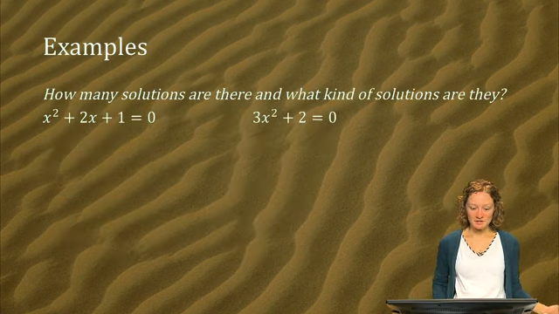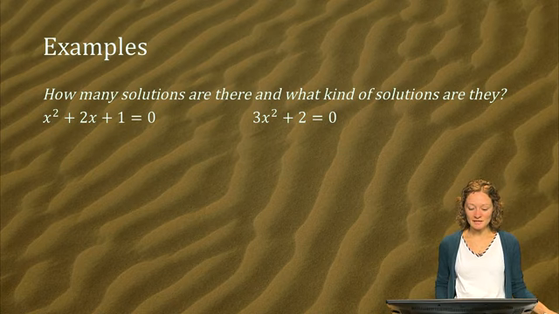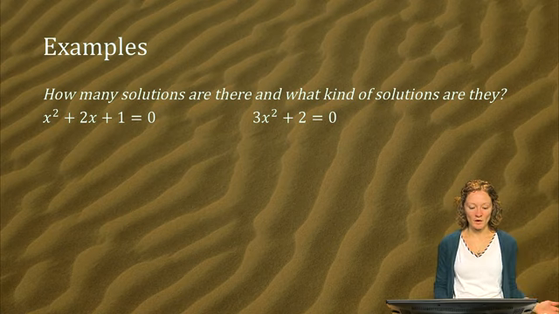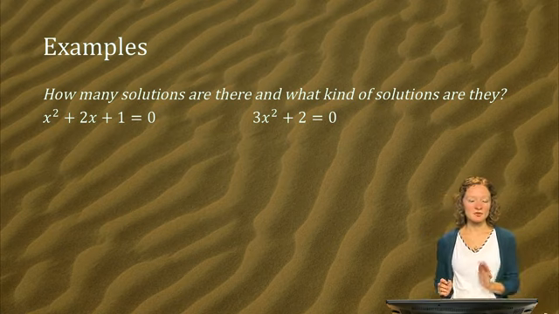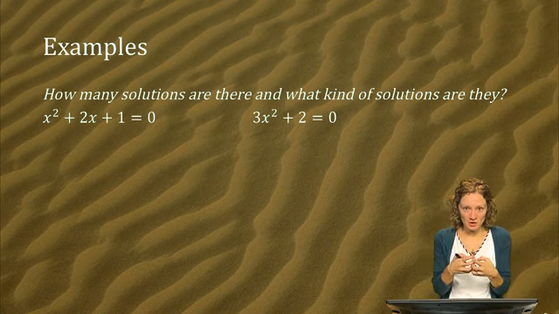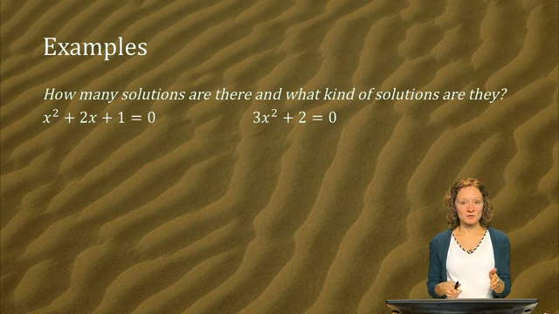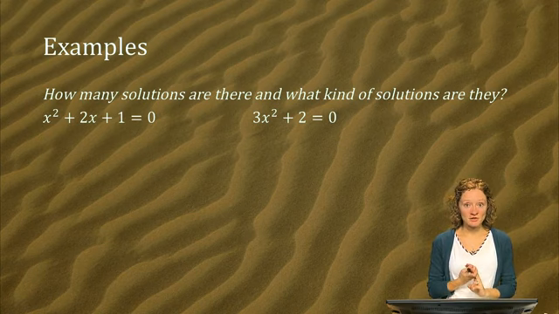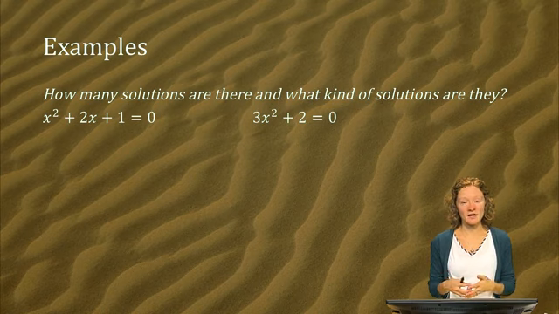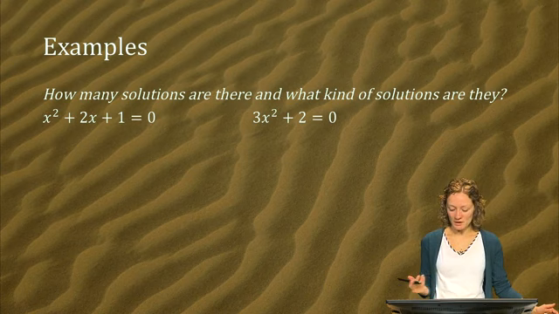Now let's look at the last objective here, which is identifying how many solutions and what kind of solutions a problem will have. So maybe you don't necessarily care what the numbers are. You just want to know, if I solved this, would I get real solutions? Would I get imaginary solutions, meaning they involved i? Would I get 2? Would I get 1? What would happen? So this is how you can answer that.